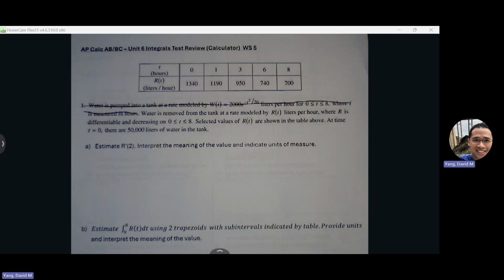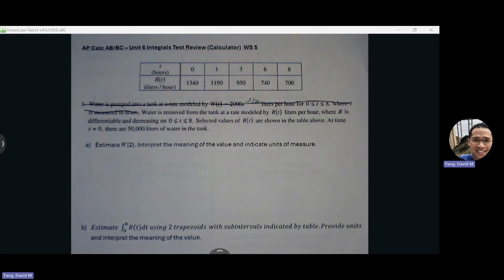Okay, and by the way, you guys have this worksheet 5, but I printed out solution keys if you want to grab one, if you wanted to look ahead.